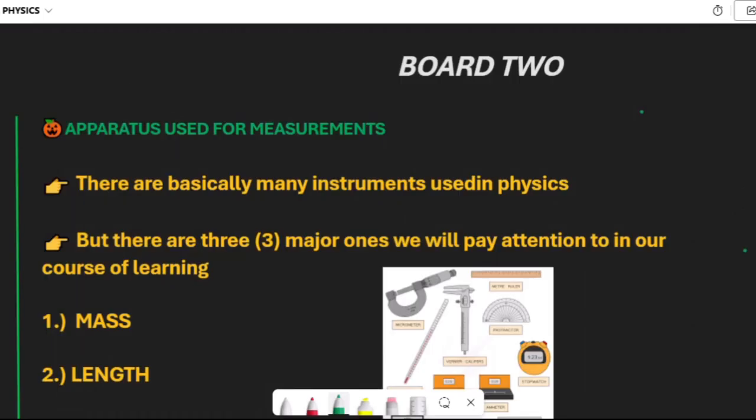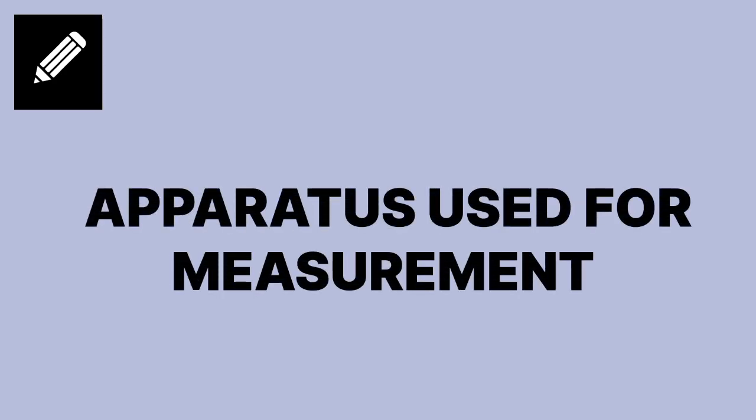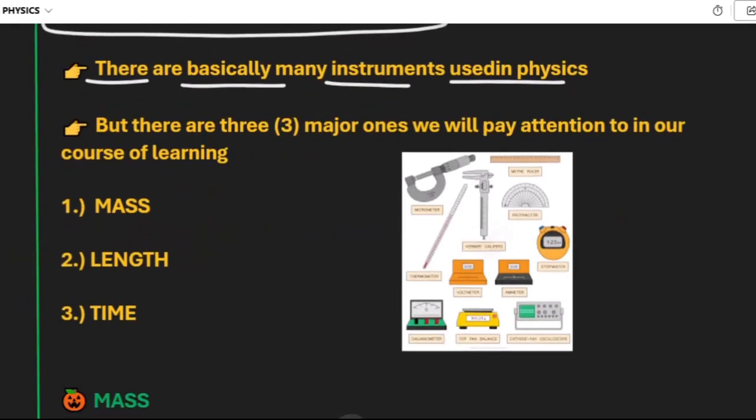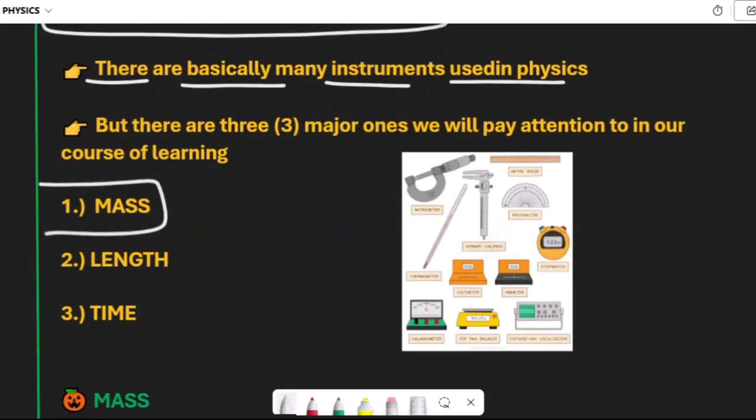Okay, so the next thing we are going to learn is what we call the apparatus used for measurement. We are going to look into some apparatus, or let me say the instruments used in physics to measure. Basically, like I wrote here, there are many instruments used in physics, but we are going to be focusing on some, not all. And the ones we are focusing on for our class are just mass, length, and time.